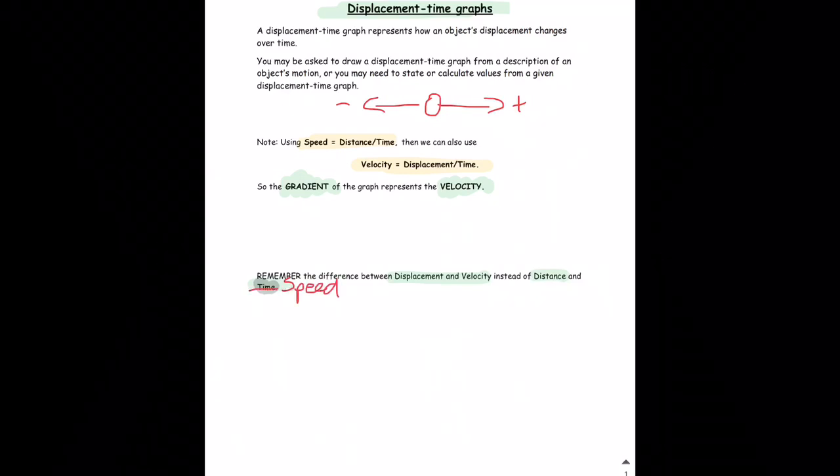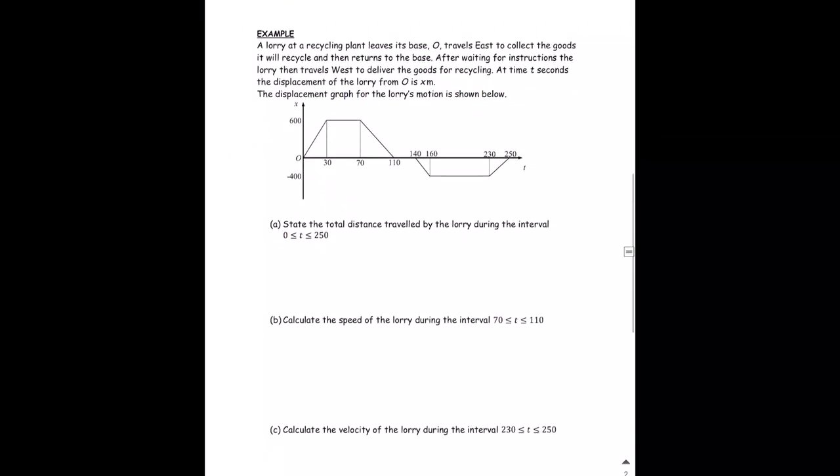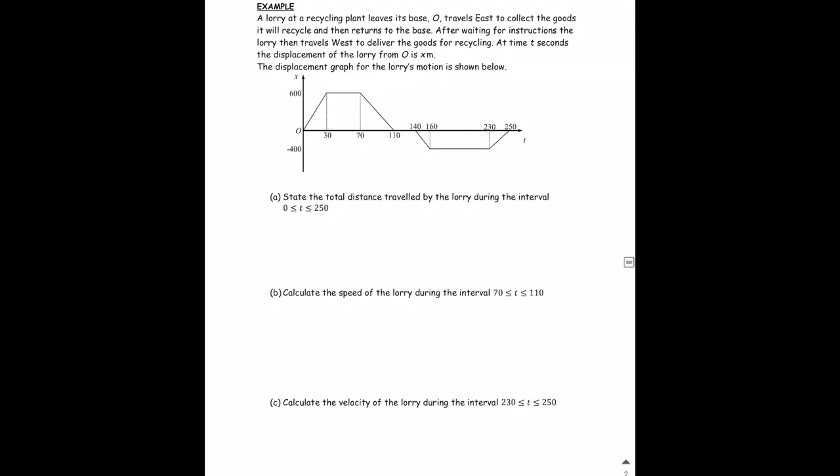Okay, let's have a look at an example of what we will have to do. Usually the graphs are given to us, but they may ask us to sketch the graph. It's fairly straightforward. A lorry at a recycling plant leaves its base, the origin, and travels east. If you imagine this on a map, it's just to the right, to collect the goods. It will then recycle and return to the base. After waiting for instructions, the lorry then travels west, in the opposite direction, for the goods, for recycling.